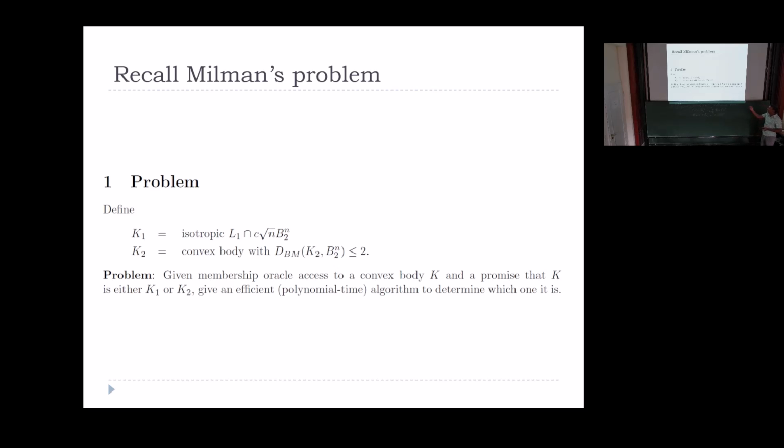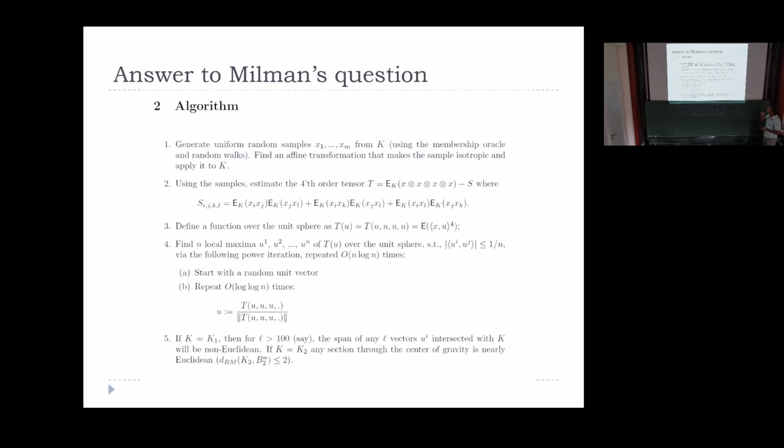Okay, and you have access to these bodies. You can test: are you in the body or not? Are you in the body or not? That's it. You basically have access to these bodies. So yeah, can you tell algorithmically? And the answer is yes.